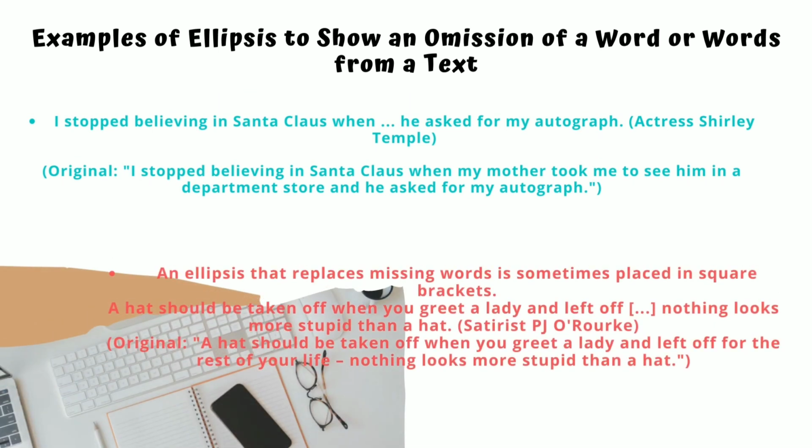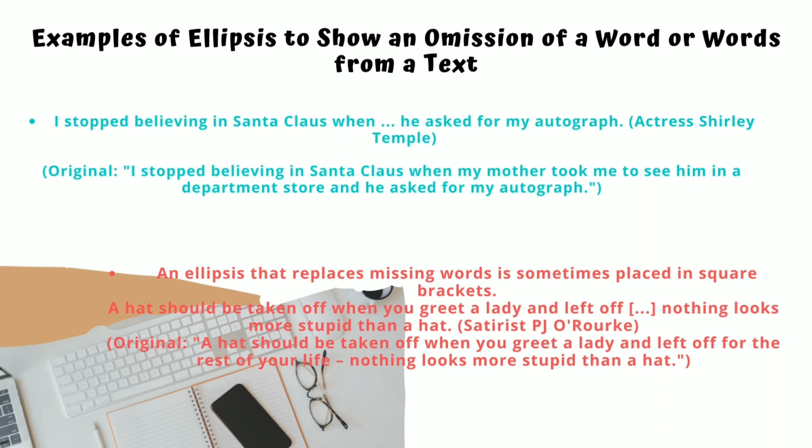So here is an example of ellipsis to show an omission of a word or words from a text. "I stopped believing in Santa Claus when... he asked for my autograph." Actress Shirley Temple. Original: I stopped believing in Santa Claus when my mother took me to see him in a department store and he asked for my autograph.